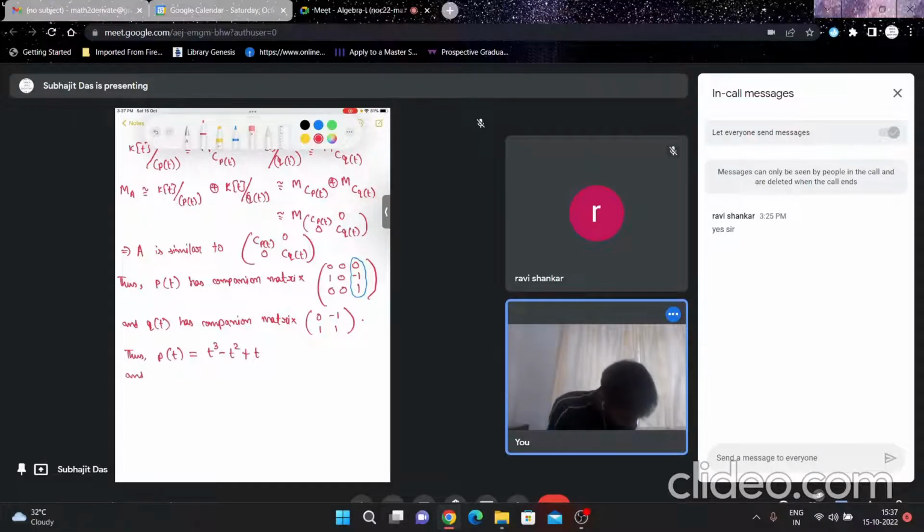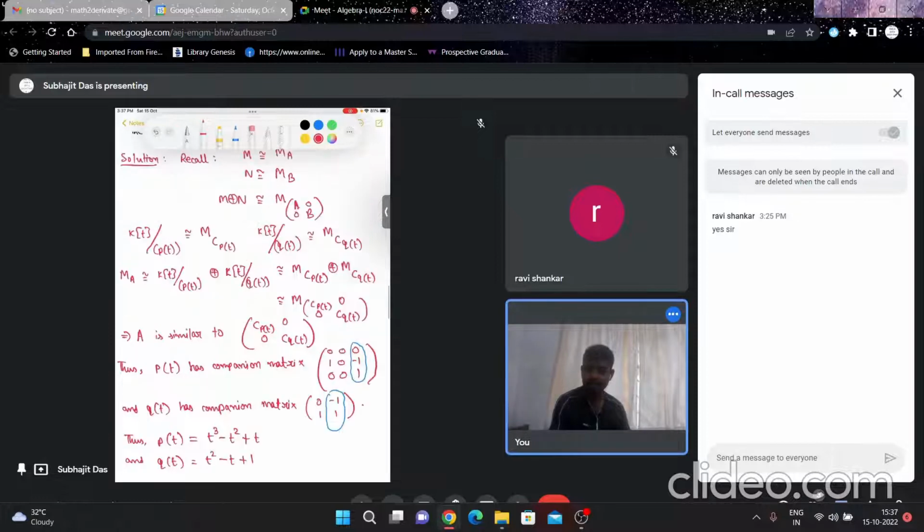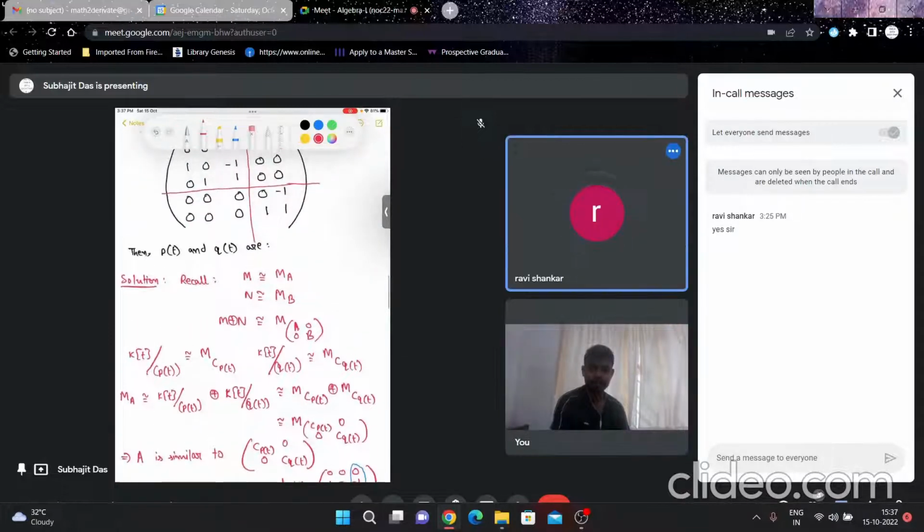And q(t) is equal to, it's a 2x2 matrix, so t squared, and just look at this particular column, -1 and 1. The coefficient at the bottom is the coefficient of t, so it's minus t, and then you have minus 1, so you take its negative and have plus 1. This is how the companion matrix is formed. So p(t) is this and q(t) is this. Is it okay? Did you understand? Yeah, good.